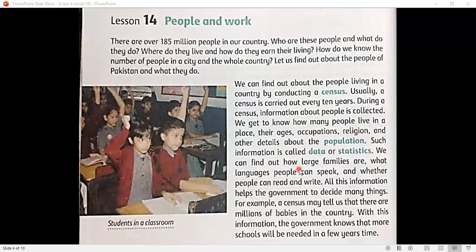We can find out how large families are, what languages people can speak, and whether people can read and write. All this information helps the government to decide many things. For example, a census may tell us that there are millions of babies in the country. With this information, the government knows that more schools will be needed in a few years' time.